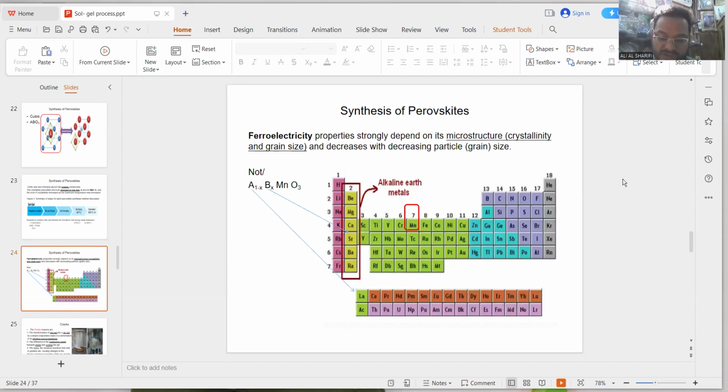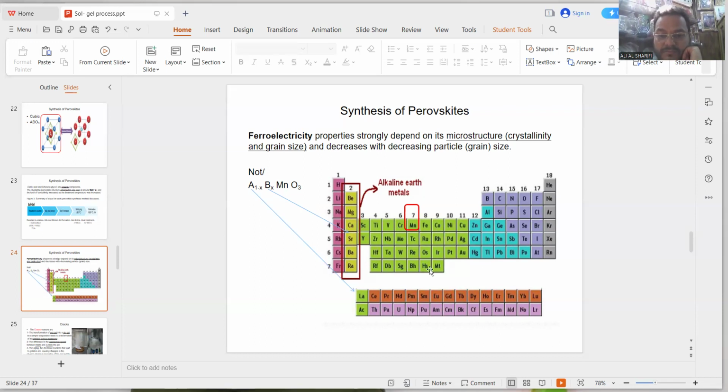Here, let's take a look, using this periodic table, at the doped perovskite. I'm not dealing now with the ideal cubic perovskite oxide. Now I'm talking about doped perovskite. That means A1-x B x manganese O3. Okay, manganese. A is from the lanthanides, it was lanthanum. B is from the alkaline earth materials. I used calcium and strontium as a doped material.